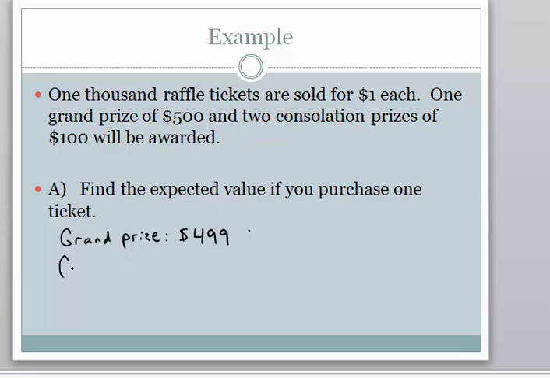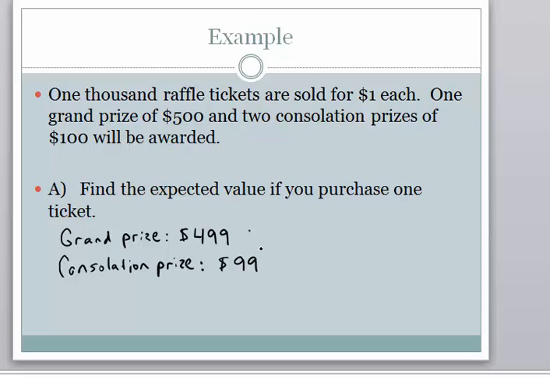Another option is that I could win one of the consolation prizes. And so let's consider the net value of doing that. The consolation prize is $100. But again, I paid $1 for my ticket, and so my net value for the consolation prize is $99. Again, that's the $100 prize minus the $1 ticket.